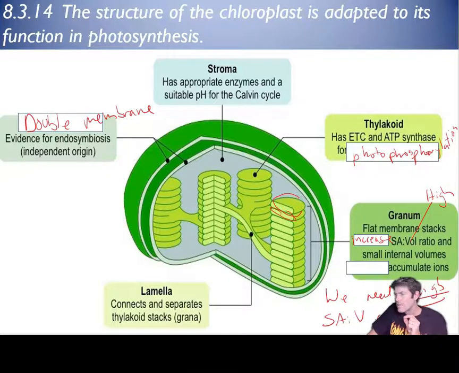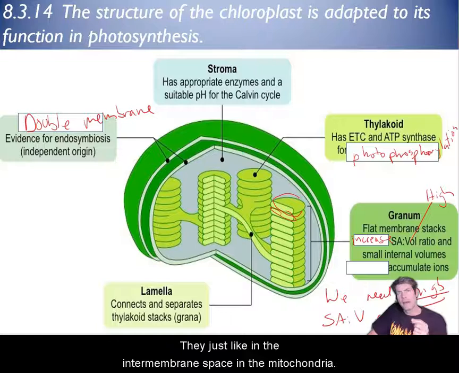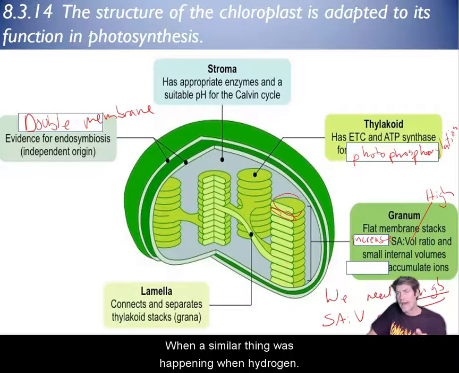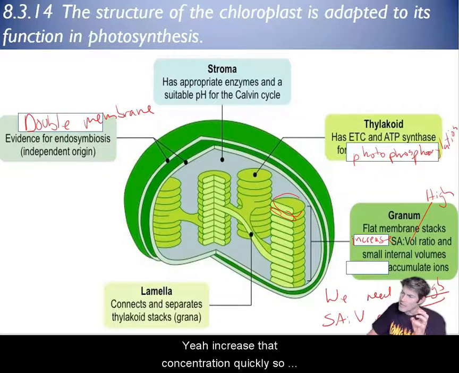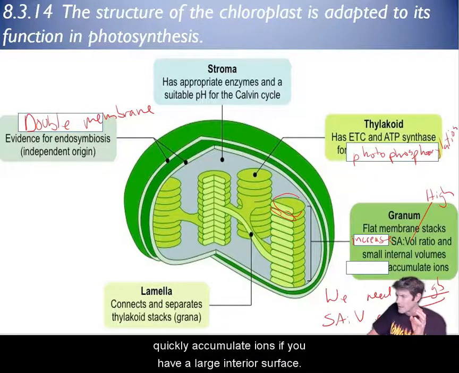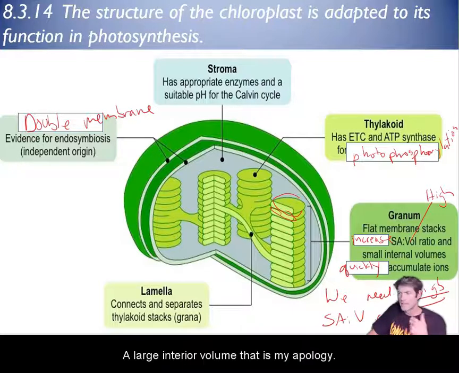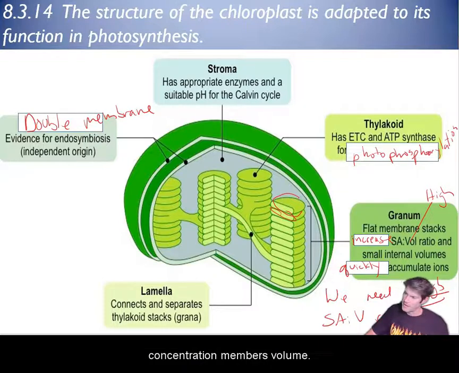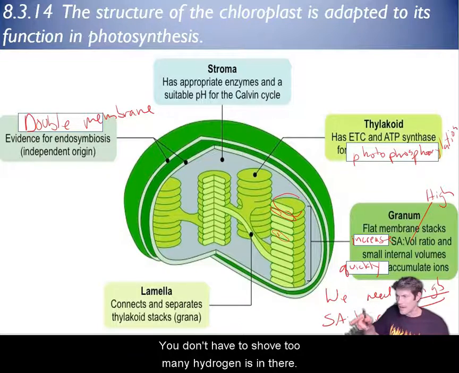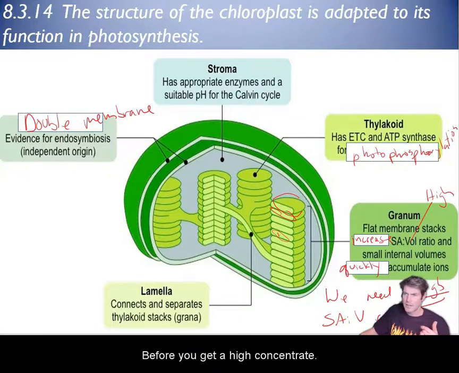And in this case, just like in the intermembrane space in the mitochondria, when a similar thing was happening, when hydrogen was being pumped across the membrane, we want to increase that concentration quickly, so quickly accumulate ions. If you have a large interior volume, my apology, it's going to take a lot longer to build up that high concentration. Remember, see how small that volume is? You don't have to shove too many hydrogens in there before you get a high concentration.